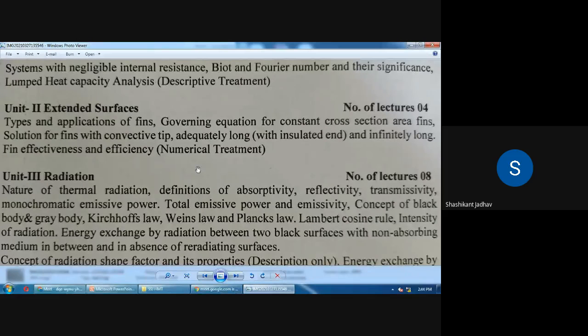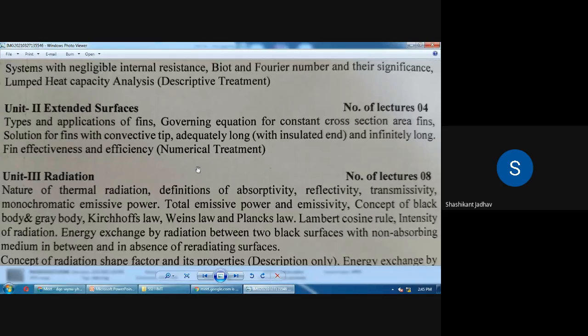Another example is the automobile radiator. There are some fins there. Because of that, whatever heat is generated inside the engine is dissipated into the surroundings. So by using these extended surfaces, we dissipate the maximum heat into the surroundings.